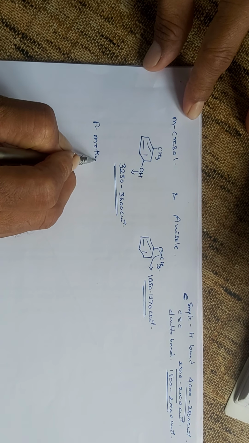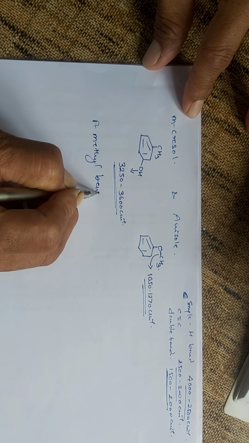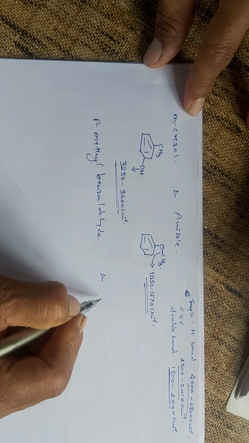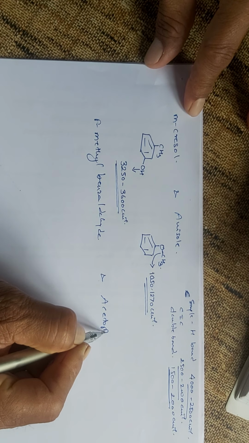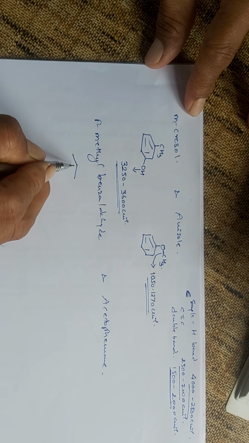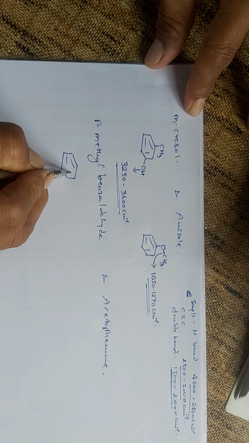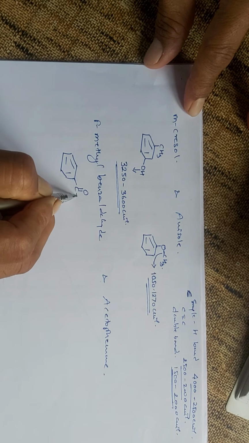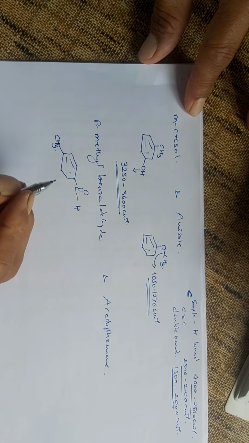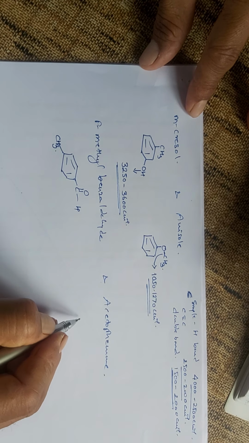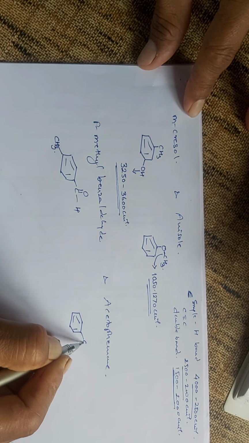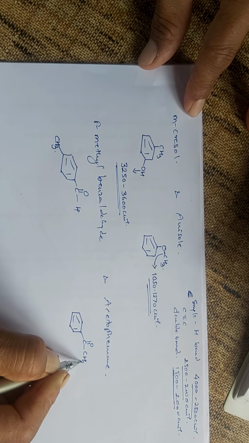Then the next example, that is paramethyl benzaldehyde and acetophenone. Paramethyl benzaldehyde means here benzene, the aldehydic functional group is present, and at para position there is the methyl group. Then acetophenone means it's a ketone, and this is a mixed ketone.